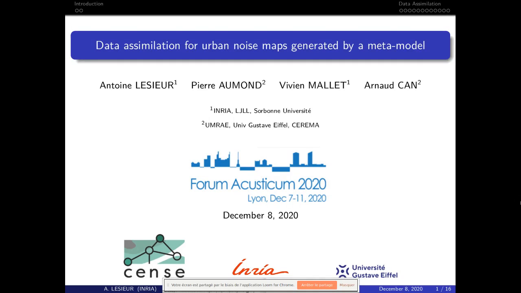Okay, so this presentation is called Data Assimilation for Urban Noise Maps Generated by Metamodel. It has been conducted by Antoine Lesieur, Pierre Aumond, Vivien Mallet, Arnaud Can from the INRIA and the University Gustave Eiffel. So after briefly explaining why a metamodel is required and how to build it, I will explain and show how it is used for data assimilation purposes and the performance of the process.